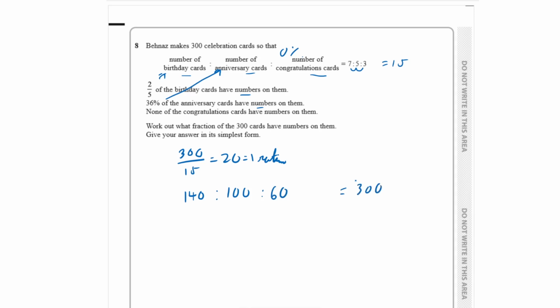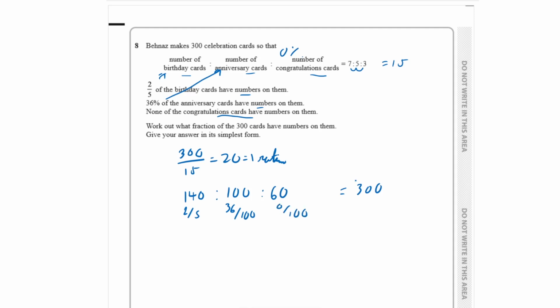Now, 2/5 of the birthday cards have numbers on them. So let's write here 2/5 of the birthday cards have numbers on them. 36% of the anniversary cards have numbers on them. So 36 over 100. And none of the congratulation cards have numbers on them. So we can simply write here 0 over 100.